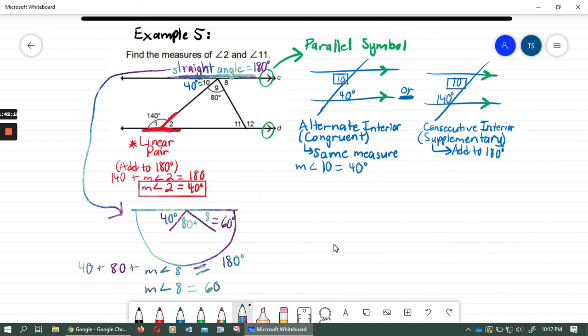Alright, so we know that the measure of angle 8 is 60 degrees. Folks, we can use that. We can use the measure of angle 8 to get us the measure of angle 11. And actually, we can use the measure of angle 8 to not only give us the measure of angle 11, we can also use the measure of angle 8 to give us the measure of angle 12 as well. And so let's look at that real quick.